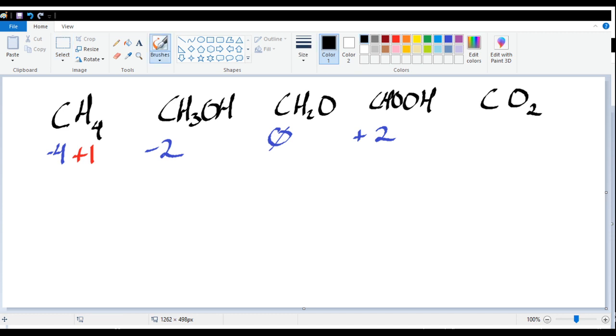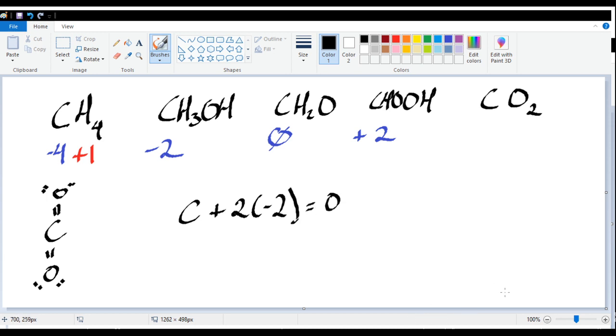And finally, we come to carbon dioxide. Good old familiar CO2. Carbon is now double bonded to each of a pair of oxygens. So carbon plus our two oxygens is what adds up to 0. So carbon minus 4 equals 0. So carbon equals positive 4.